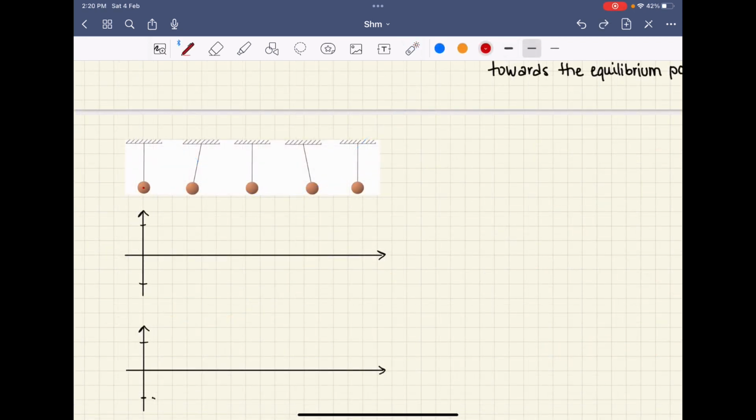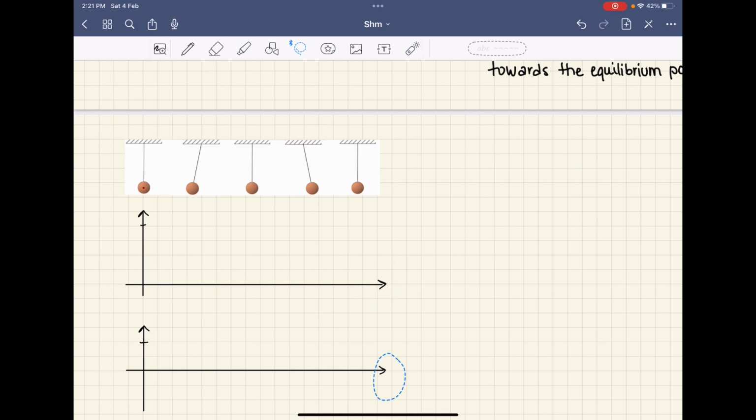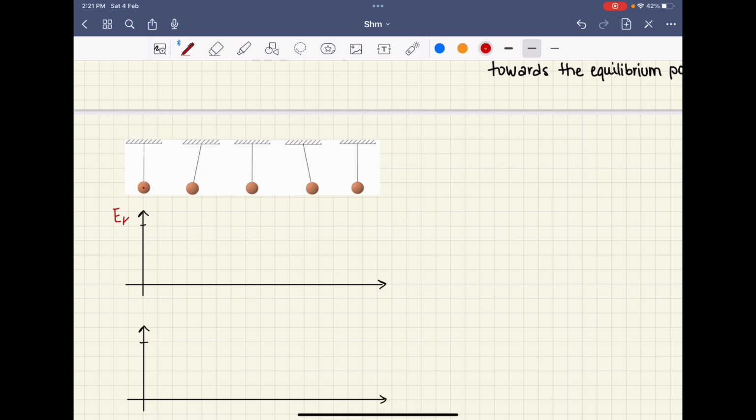All right, now let's look at the energy graphs for the pendulum. Now, the first thing that you should know is that energy cannot be negative. So our graph should not have a negative section at all, okay? Both graphs for potential energy and kinetic energy should only be positive. This is our EK, the kinetic energy, and this is our EP, the potential energy.